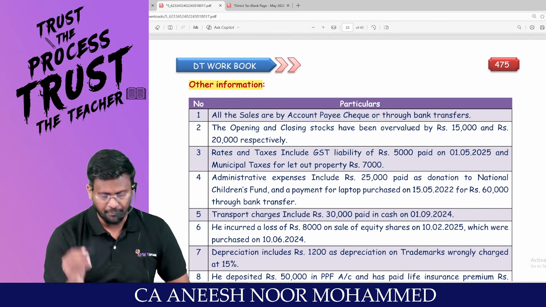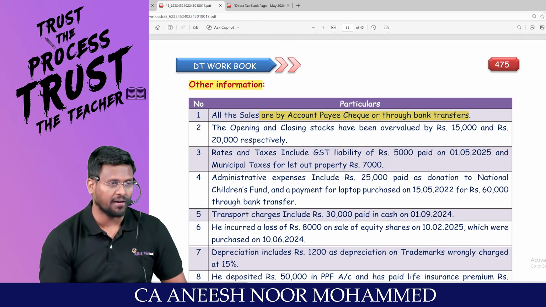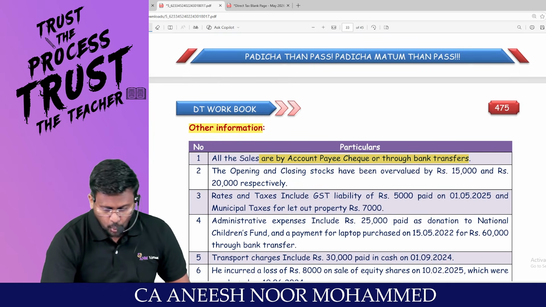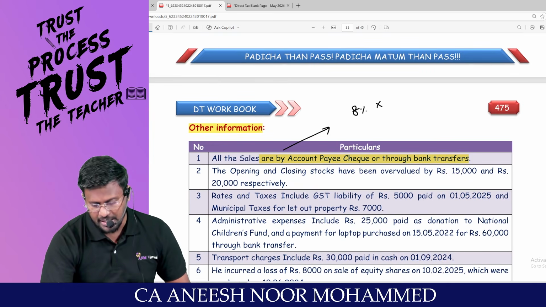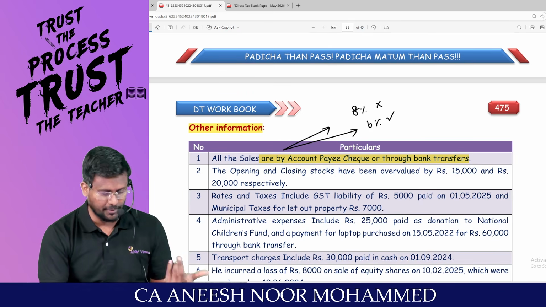Other information. All the sales are by account payee cheque or through bank transfer. That means when you are calculating the presumptive taxation, the higher rate of 8% will not be applicable. The lower rate of 6% will be applicable. That is the highlight they are giving.